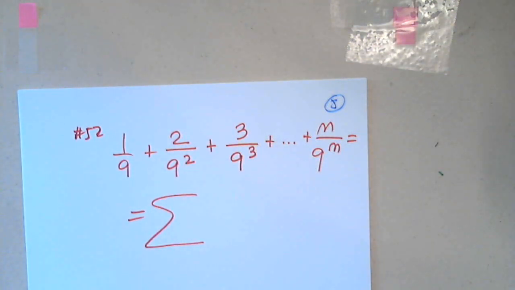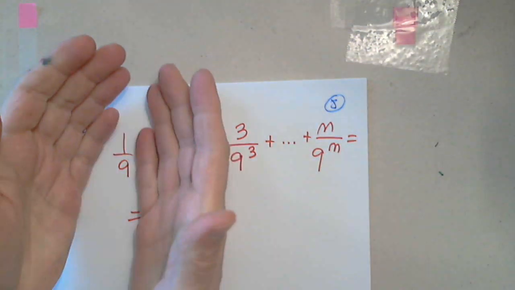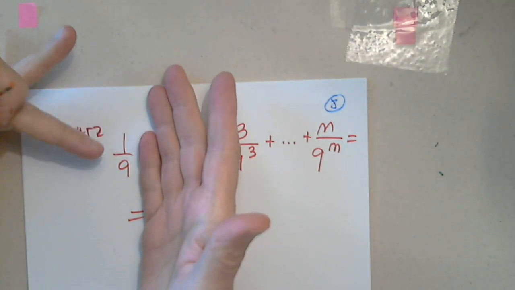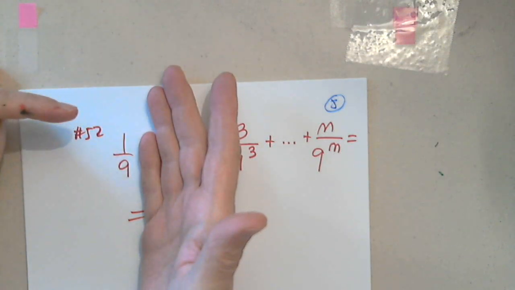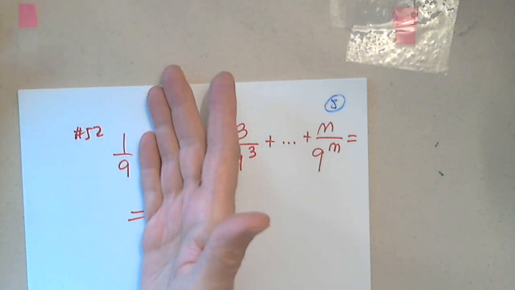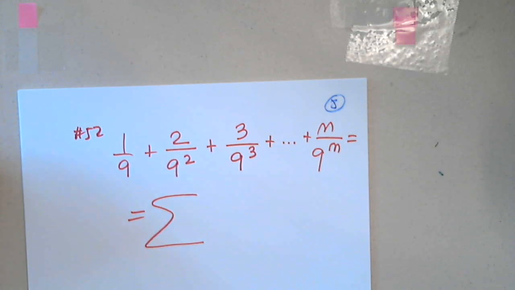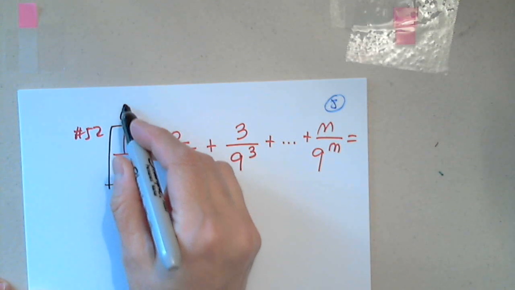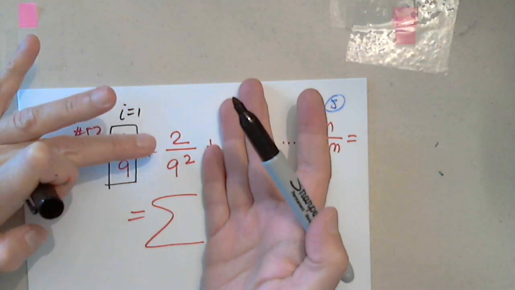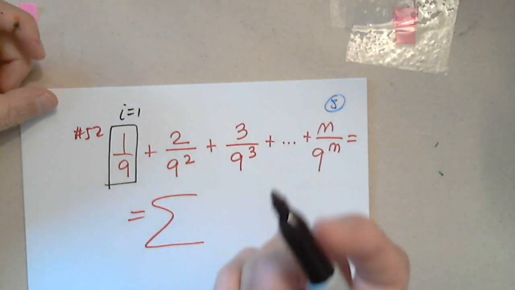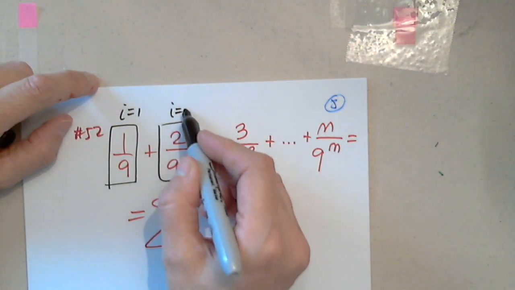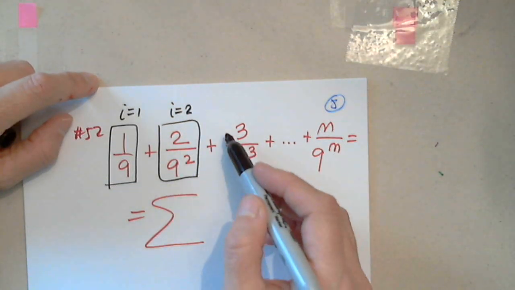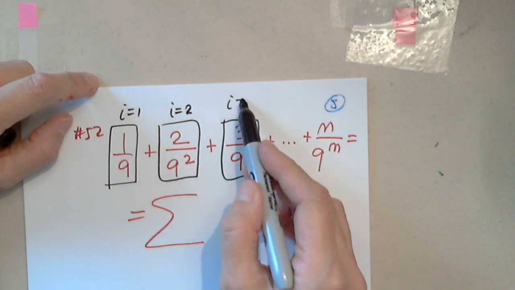So first of all, let's look at the first term. The first term is 1 over 9. And I will say when I is 1, maybe I have to change that, but for now I'm going to say this is the term that I get when I is 1. Let's look at the second one. I think that, although this can change, this will be when I equals 2. I think that this will be the term when I equals 3.